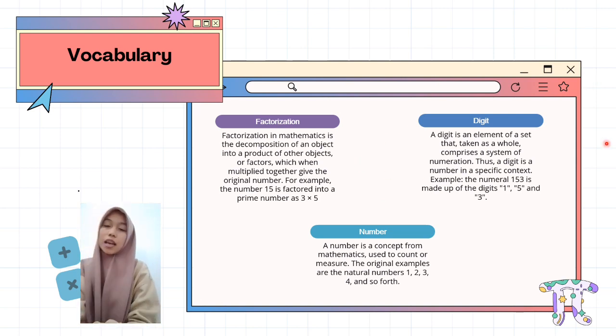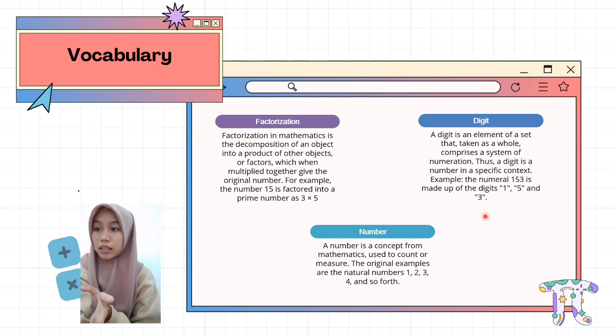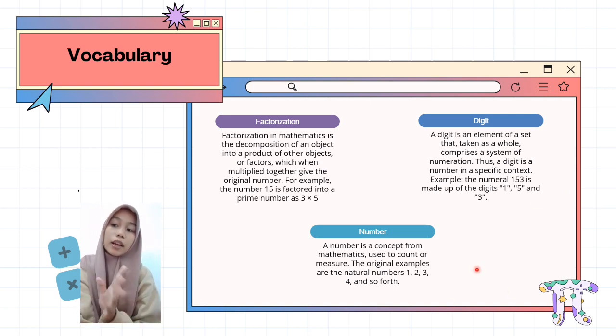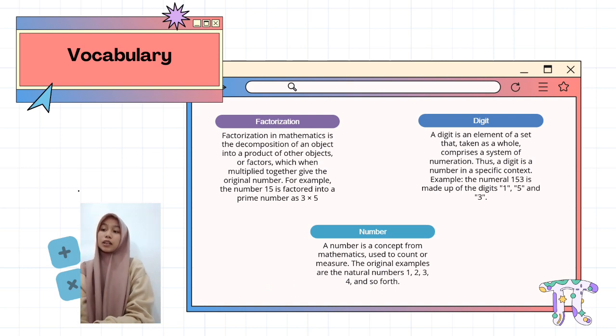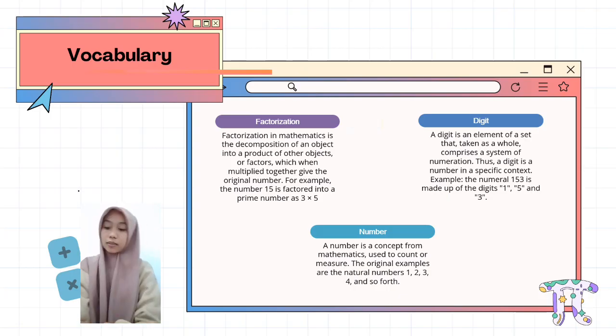Next we have digit. In Indonesian we say angka. A digit is an element of a set that, taken as a whole, comprises a system of numeration. Thus, a digit is a number in a specific context. Example, the numeral 153 is made up of the digits 1, 5, and 3. Next, we have number. In Indonesian, we say bilangan. A number is a concept from mathematics used to count or measure. The original examples are natural numbers 1, 2, 3, and so forth.